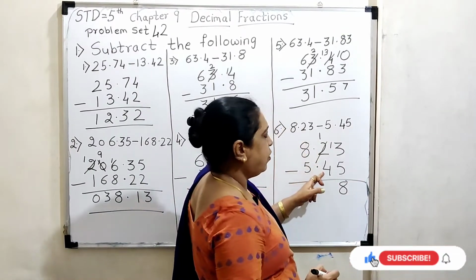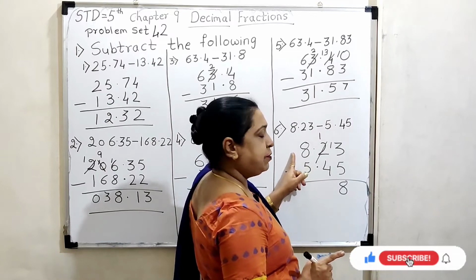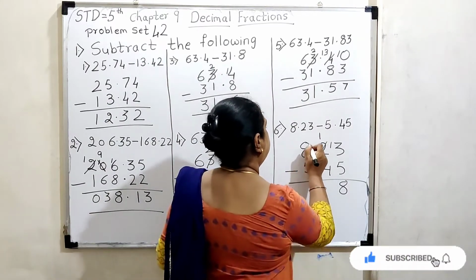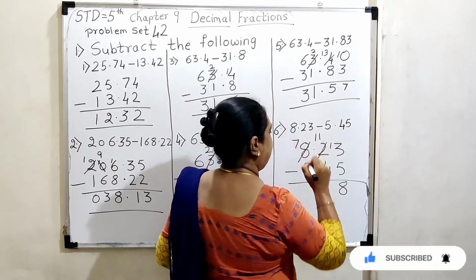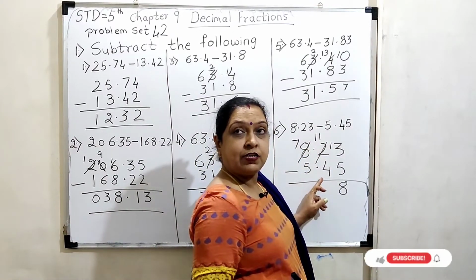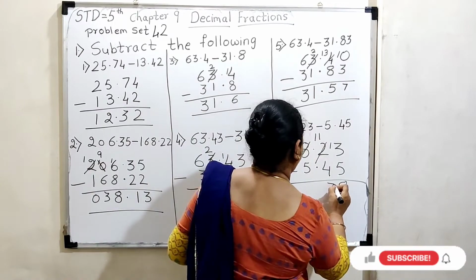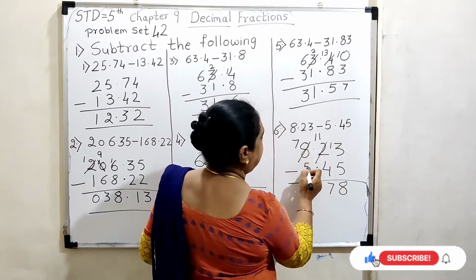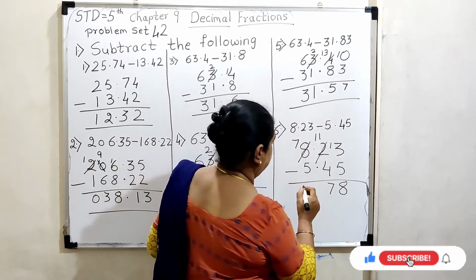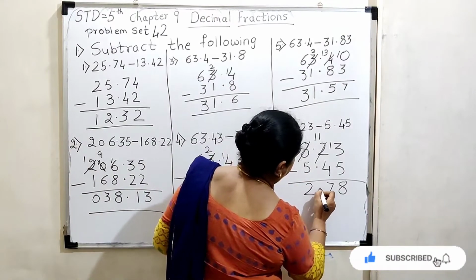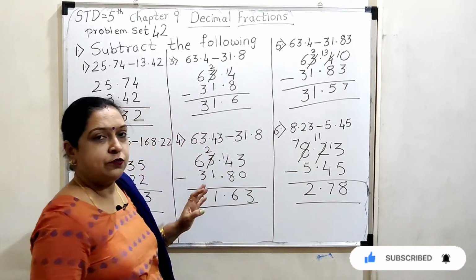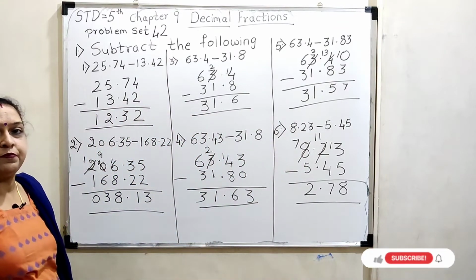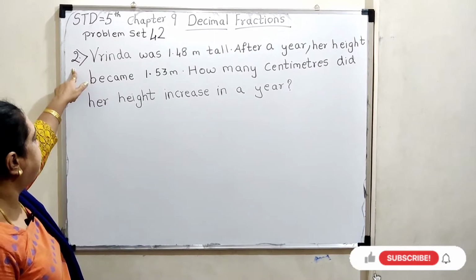From 1, can you take out 4? No. So you'll borrow from 8. From 8, we'll borrow here 1, and here how much will remain? 7. 11 minus 4 is how much? 7. 7 minus 5 is how much? 2. Okay? It's very easy. Do it slowly. Okay? Okay. Now question number 2.